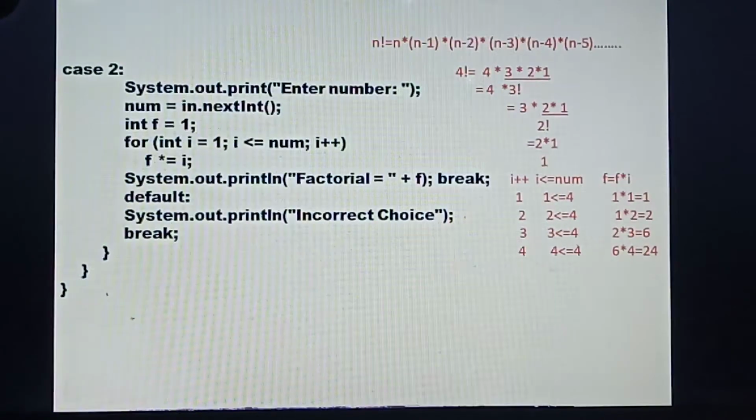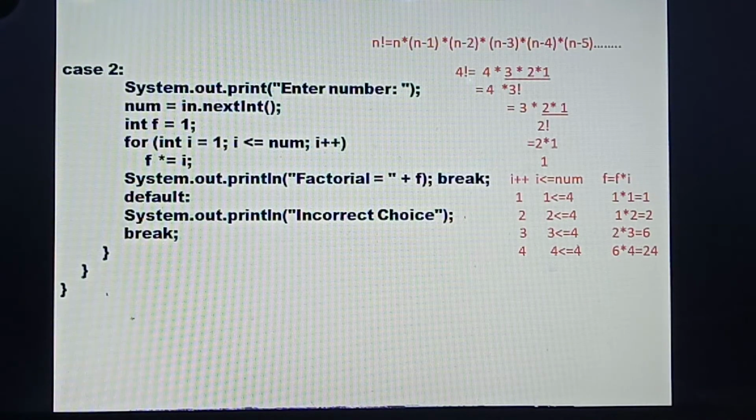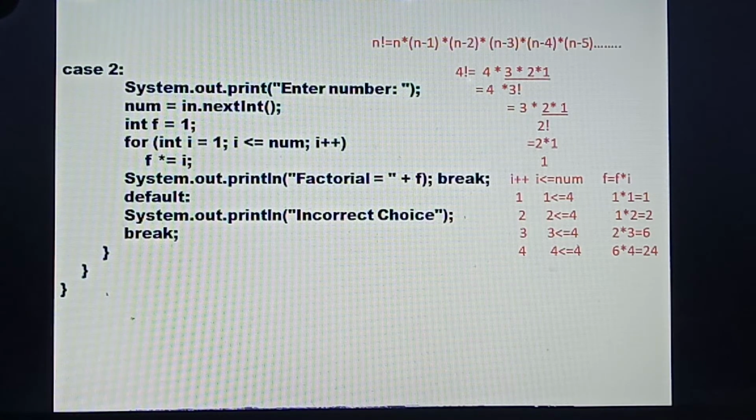Now we can see case 2. Case 2 is System.out.print, enter a number, num equal to in.nextInt. Then you have to take one integer data type f equal to 1. Then for int i equal to 1, i less than equal to num, semicolon, i plus plus. Now you have to take the product, so f equal to f into i, and that f you have to print. After that you have to break, then System.out.print incorrect choice.